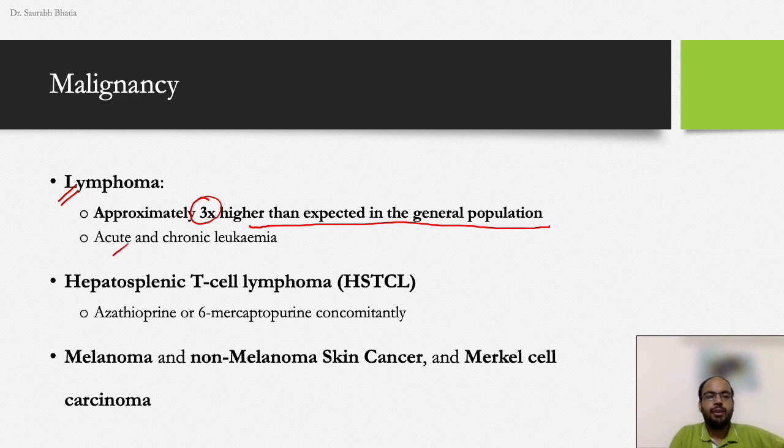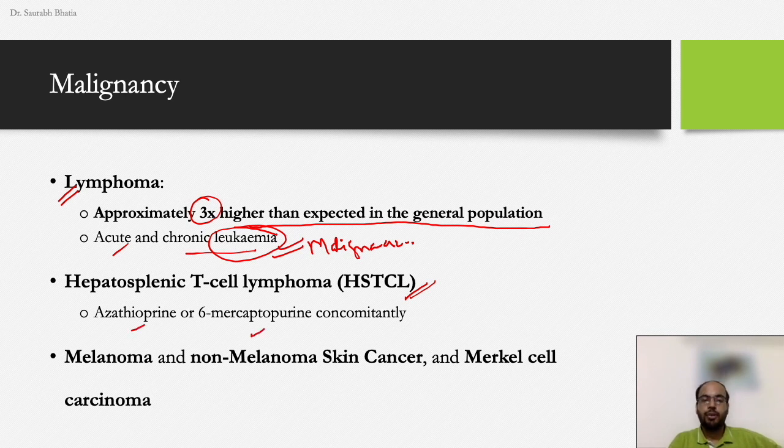Acute and chronic leukemias, it's leukemia, not lymphoma, but these malignancies have also been described. Other malignancies like hepatosplenic T-cell lymphoma have been described, especially in patients who receive azathioprine or 6-mercaptopurine concomitantly. So, receiving azathioprine with a TNF-alpha inhibitor increases the chances of the patient developing hepatosplenic T-cell lymphoma. That has to be kept in mind.